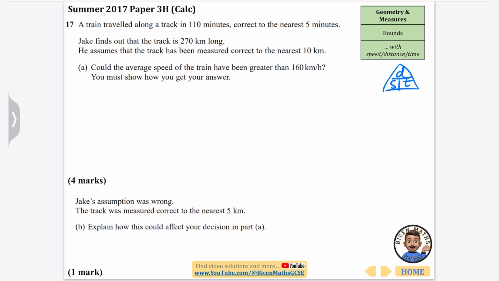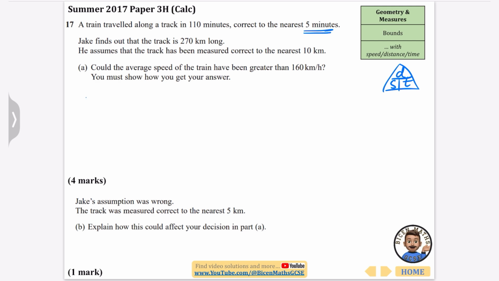And it says a train travelled along a track in 110 minutes, correct to the nearest 5 minutes. So it's a bit like the previous one where the grams, we went up and down 2.5. We're going to do the same in this one. Jake finds out that the track is 270 kilometres long, and he assumes that the track has been measured correct to the nearest 10 kilometres. Could the average speed have been greater than 160?